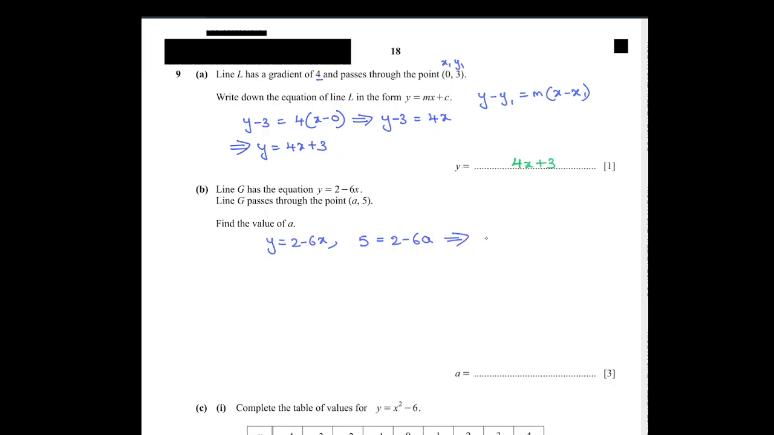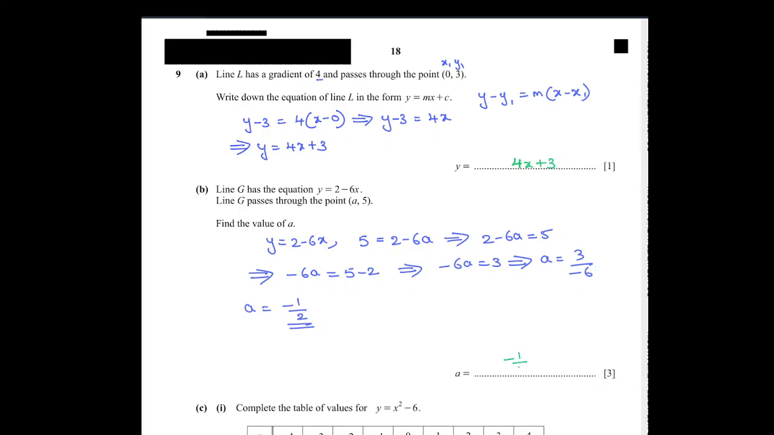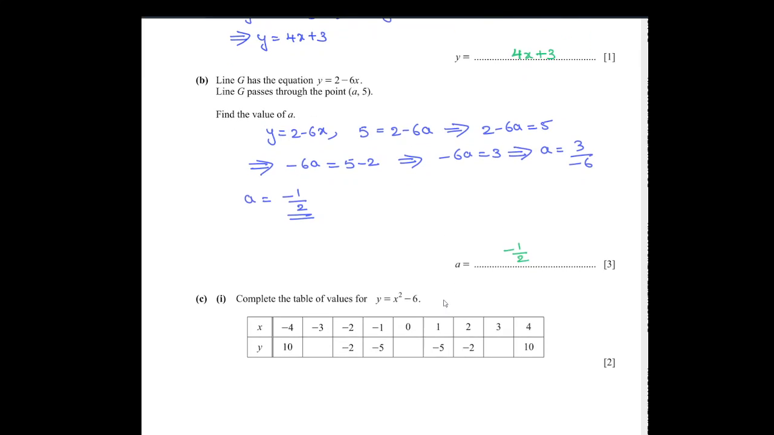Now flip the equation because we need the value of a. Then bring the constant to the other side: 5 - 2, then -6a = 3. Then bring -6 to the other side, it gets divided into 3, so a will be -1/2. The a value is -1/2, or you can also write -0.5. This is question number B done.